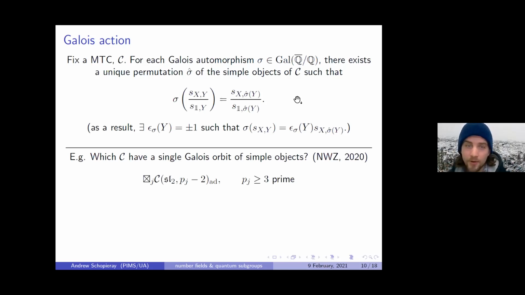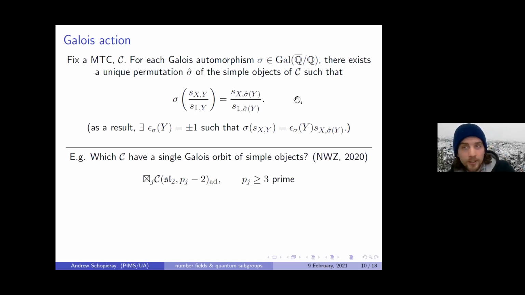The assumption that I didn't write down here is that all of these primes are coprime. There's no repeated primes in these products. So these are exactly the categories where the Galois action is sort of simple in the sense that you get everything in the category by looking at the orbit of just one object.